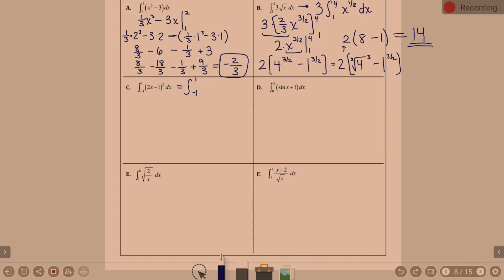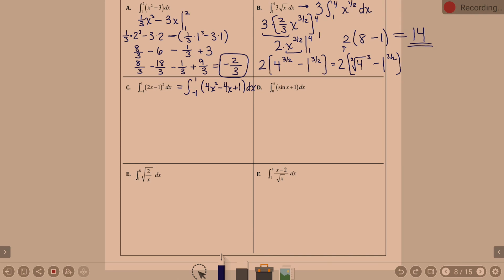So if we FOIL this, or distribute, 2x times 2x is 4x squared. Outsides, 2x times negative 1 is negative 2x. Insides, negative 2x. Negative 2x and negative 2x is minus 4x. Minus 1 times minus 1 is plus 1. Is that going to be a little bit easier to integrate?